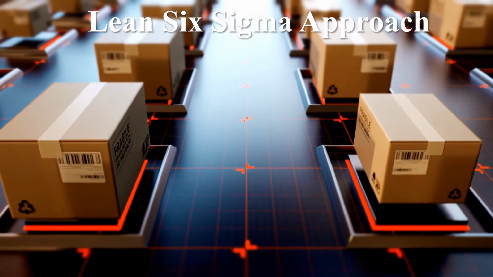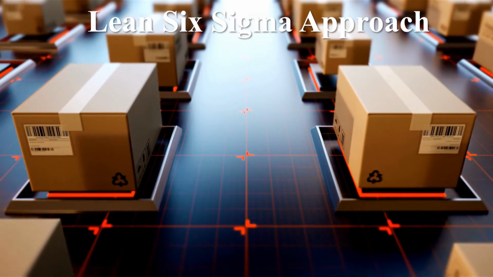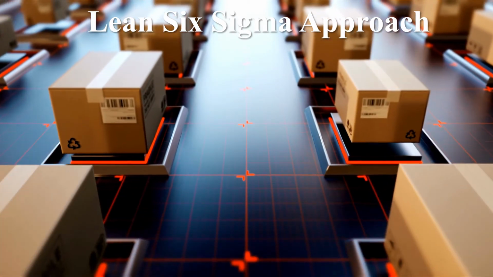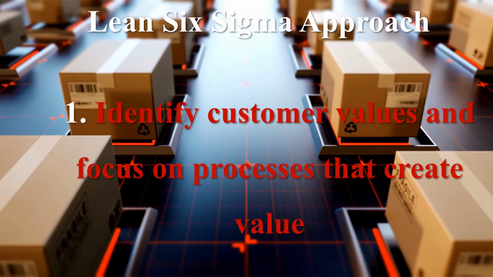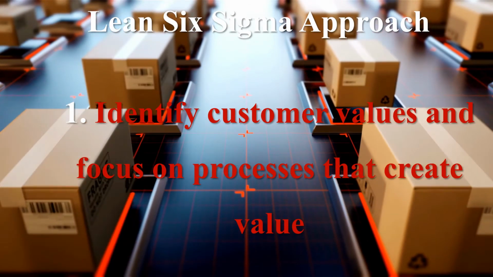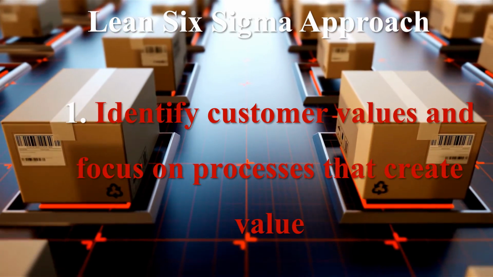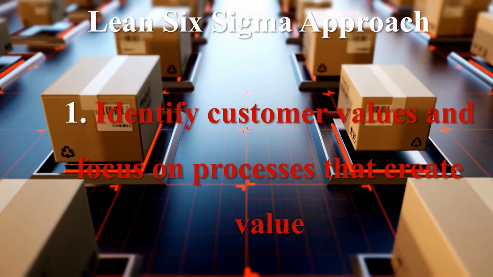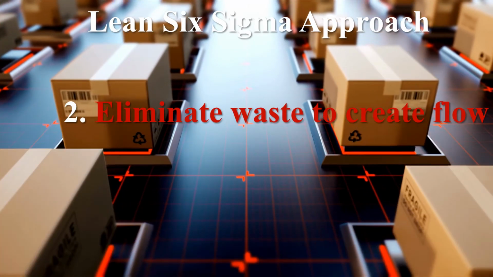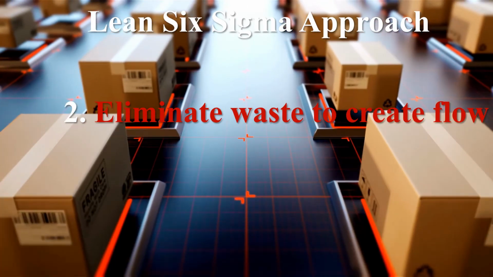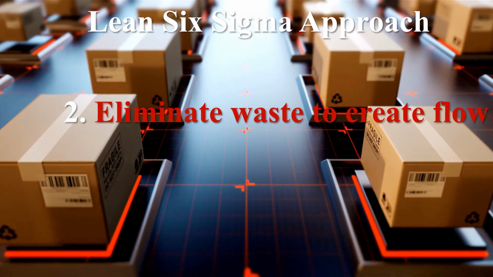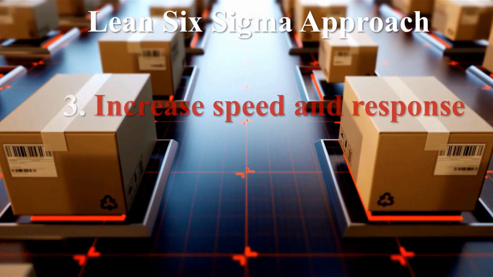To reach such goal, we would be implementing a Lean Six Sigma approach. What is the concept of this approach? First, we would be identifying strictly the processes that create value, and non-value added processes will be eliminated. Then, as mentioned before, we would eliminate all sources of waste to create a smoother flow.